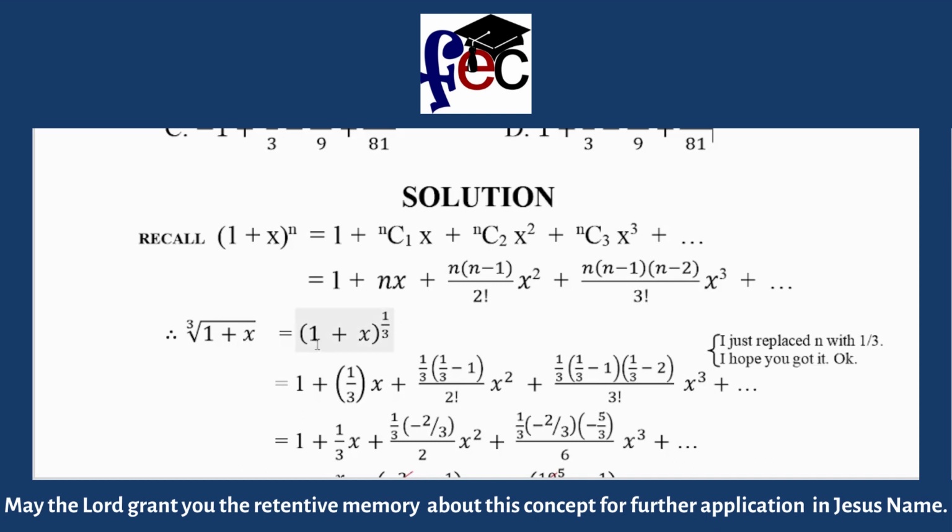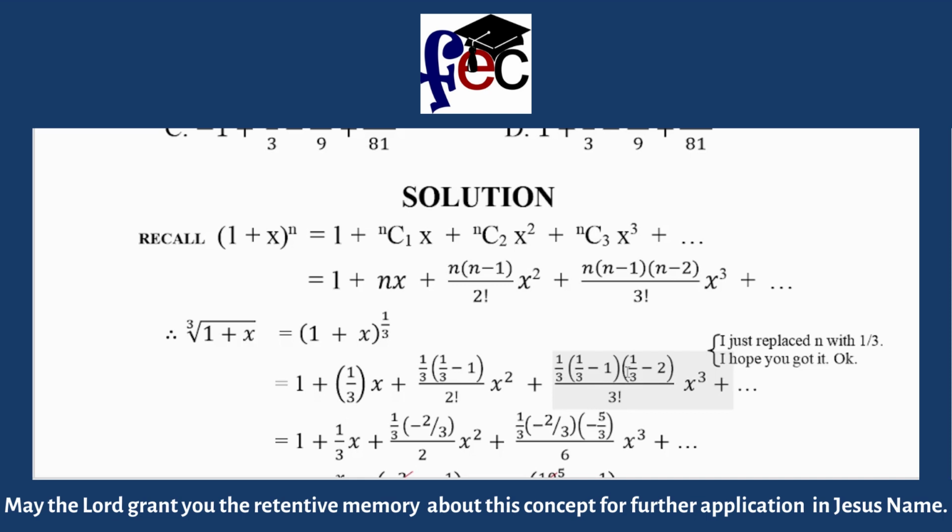So which means that 1 plus x all raised to power 1 over 3 is the same thing as 1 plus 1 over 3 x plus 1 over 3 into brackets 1 over 3 minus 1 divided by 2 factorial x squared plus 1 over 3 into brackets 1 over 3 minus 1 close bracket open another bracket 1 over 3 minus 2 all divided by 3 factorial x cubed plus dot dot dot. The series continues. You just realize that I only just replaced n with 1 over 3 above here, and that's what is giving me what I have here.